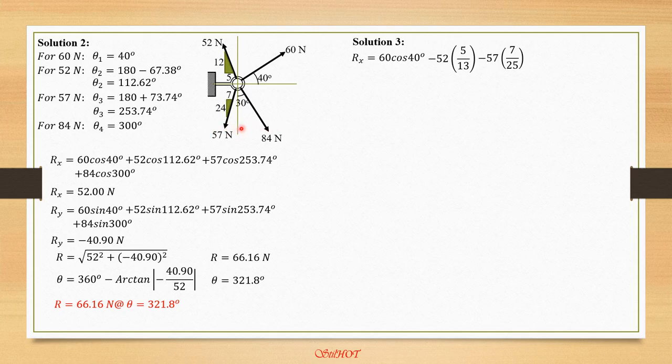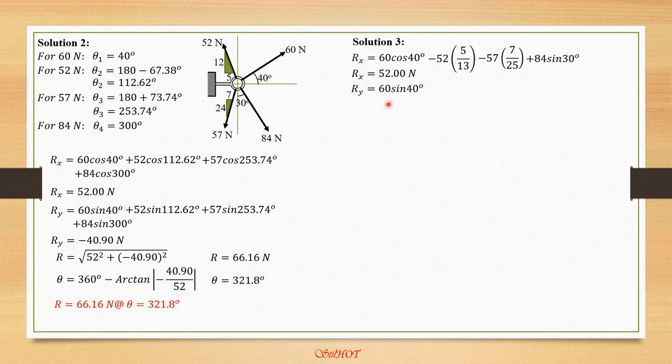So 84 sine, this is opposite to 30. This is the x component. So plus 84 sine of 30. So Rx is 52.00 newtons, the same as this.